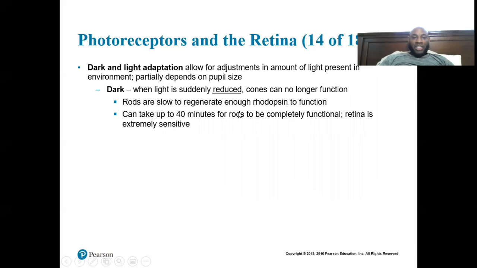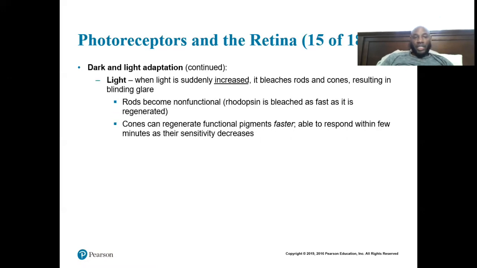So dark and light adaptation allow for adjustments in the amount of light present in the environment. When light is suddenly reduced, cones can no longer function. Rods are slow to regenerate enough rhodopsin to function. It takes 40 minutes for rods to be completely functional. The retina is extremely sensitive. That's why if it was dark and I turn the lights on all of a sudden, it kind of hurts. But you're very sensitive when you adjust to the dark. You can see; you're trying to see anything.